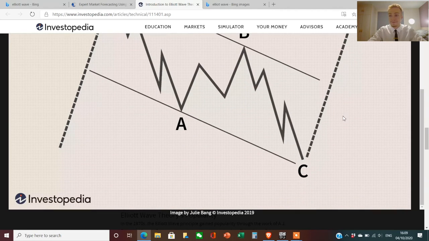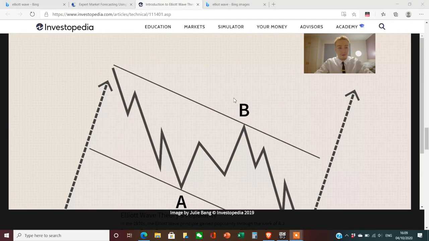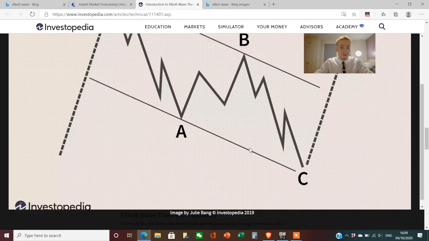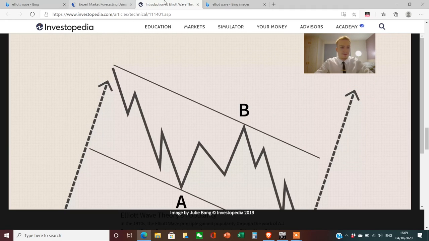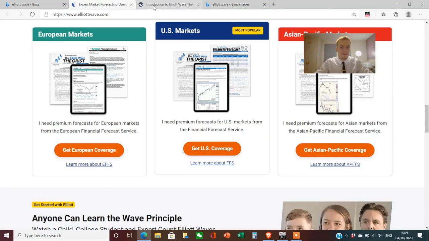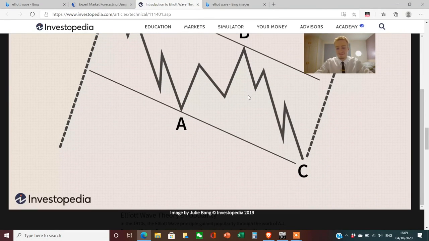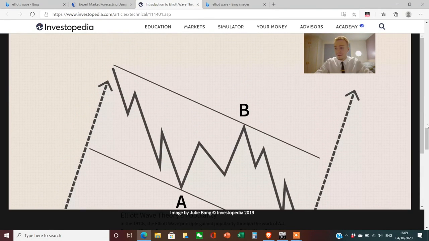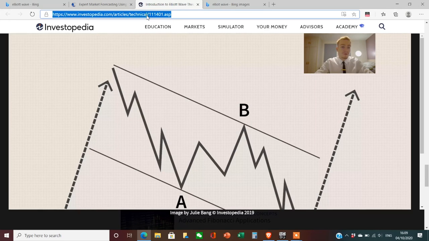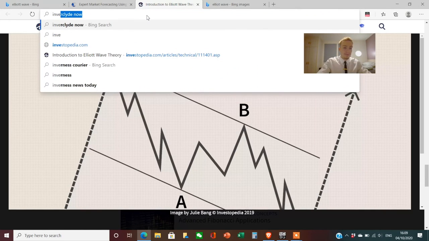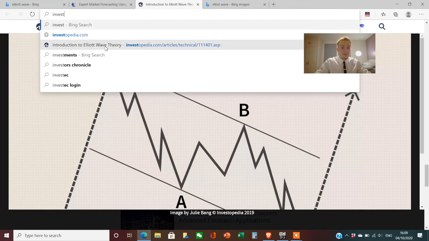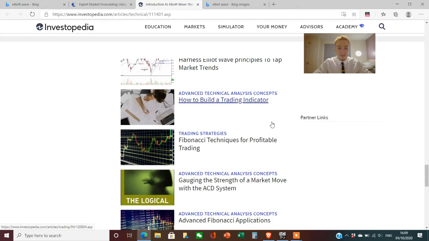As the Elliott Wave. Let's see if there's a way I can click off this. Oh no, it's opened a new tab. Oh no, it's just being strange. Maybe if I can do this. Nope. Right, I'll just type it in again. That was strange.